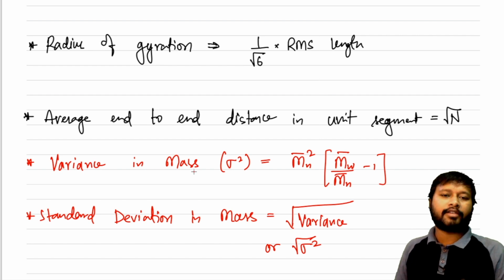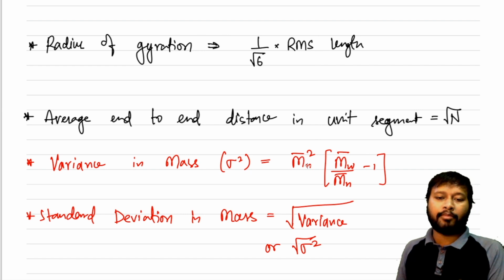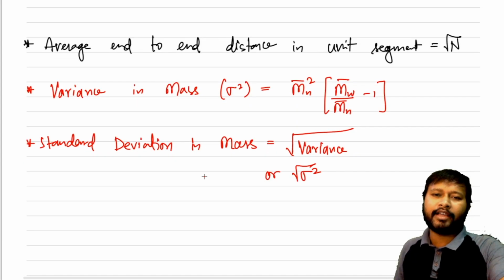Variance in the mass. Okay, so what is the variance in the mass of the system? That is given by this. It is denoted as sigma square, and that equals the square of the number average molecular mass multiplied by the ratio of weight average molecular mass to the number average molecular mass minus 1. And if you take the under root of this whole thing, that is going to give you the standard deviation in the mass.